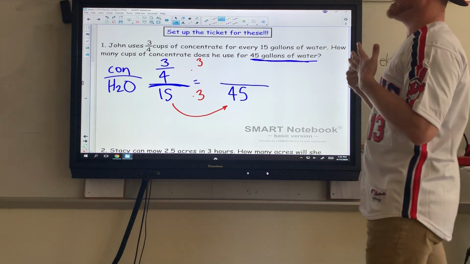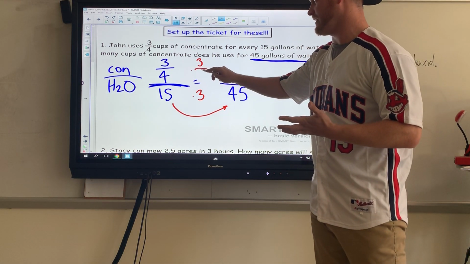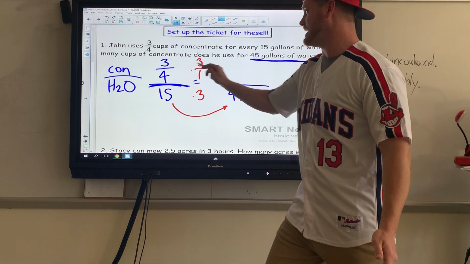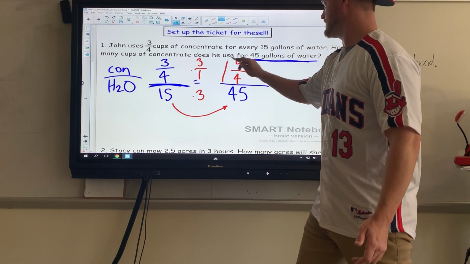Or no, if you don't have a calculator, know that multiplying by 3 is the same as multiplying something by 3 over 1. Now you just go straight across. 3 times 3 is 9. 4 times 1 is 4, so your answer is going to be 9/4.